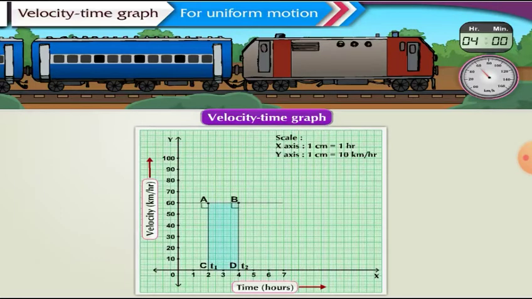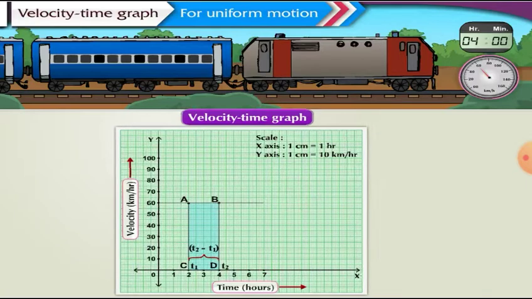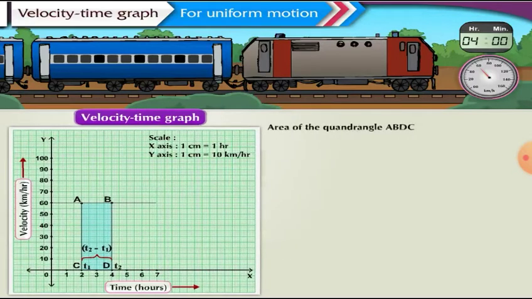Here, height AC and BD represent the velocity of the train, while the length CD represents time t2 minus t1. This means that the distance covered by the train in the time period t2 minus t1 can be represented by the area of the quadrangle ABDC. This is because these two quantities are related to each other. The area of the quadrangle ABDC equals length into breadth. This is equal to AC into CD.